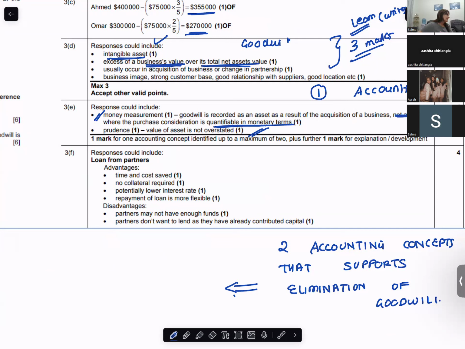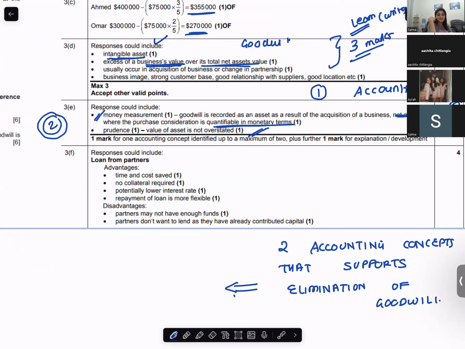So you're removing the goodwill because first is prudence, so that the asset is not overstated and the expenses are not overstated. Goodwill is not an expense. Goodwill is just an asset. The accounting concept of prudence tells you that assets should not be overstated, and that is the reason you remove goodwill. Here only the explanation is given. You have to develop it because every accounting concept will be for 2 marks, 4 marks in total.